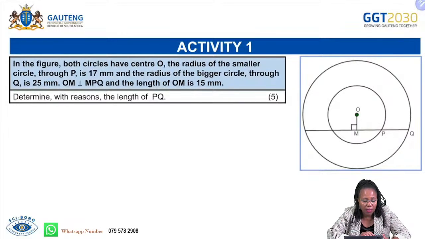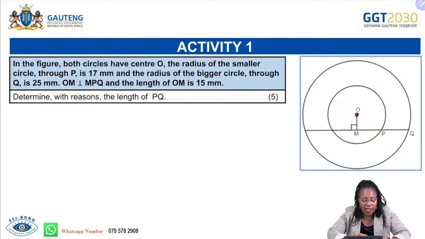Now, remember, the skill around this is that you read the statement and show everything. As you can see, your diagram is clean. There is nothing indicated there in terms of the values now. So we need to go through the statement in the figure. Both circles have center O. They are sharing the same center, the O.